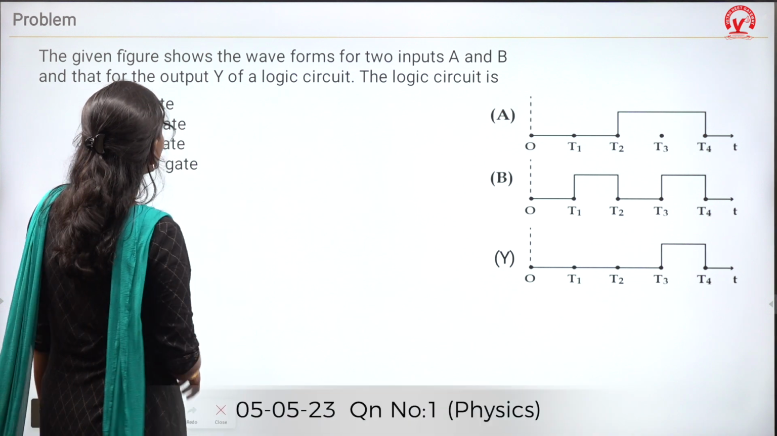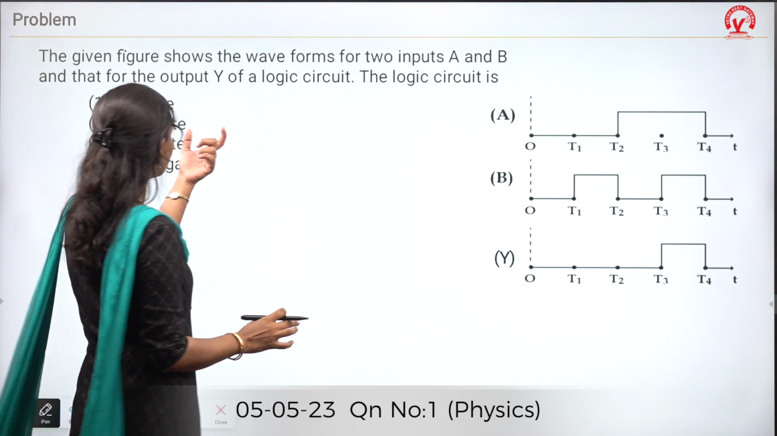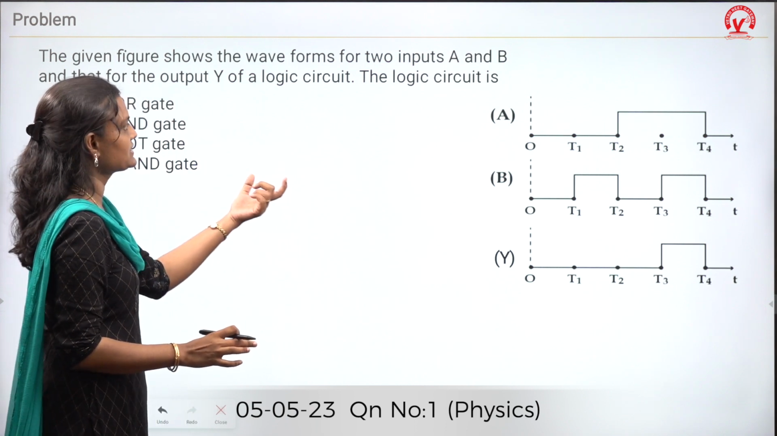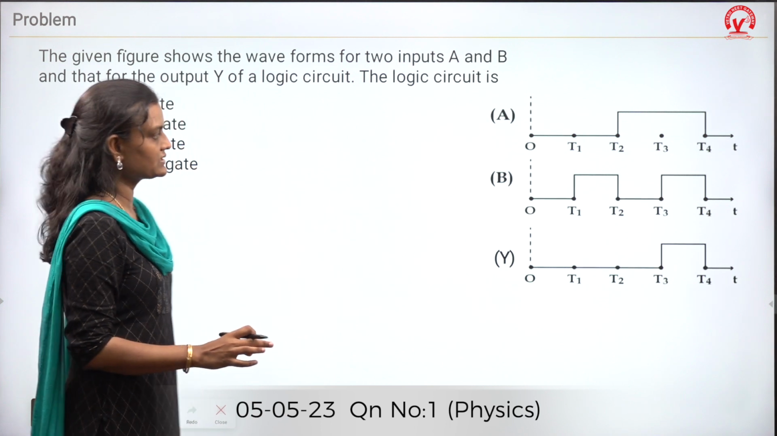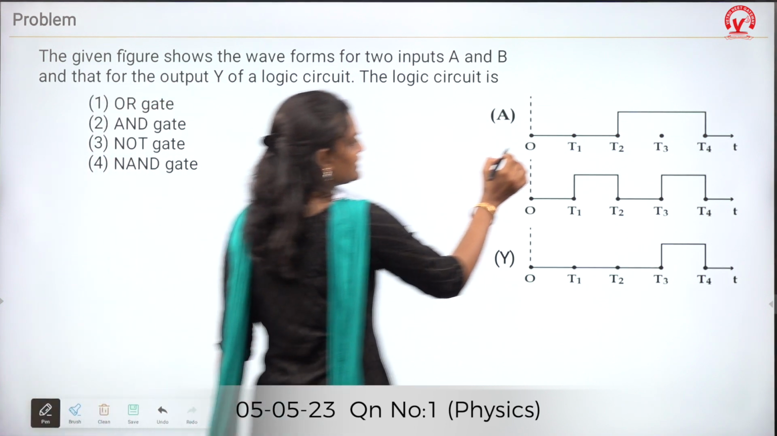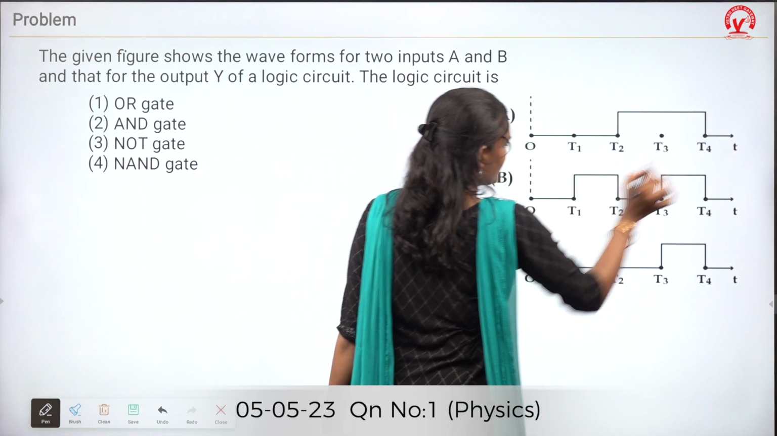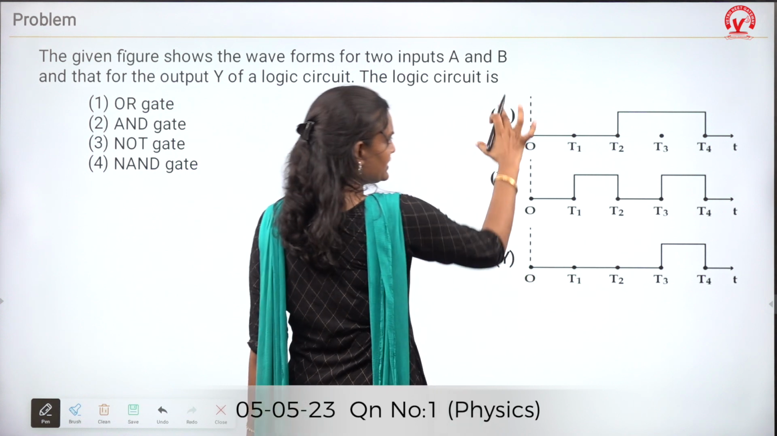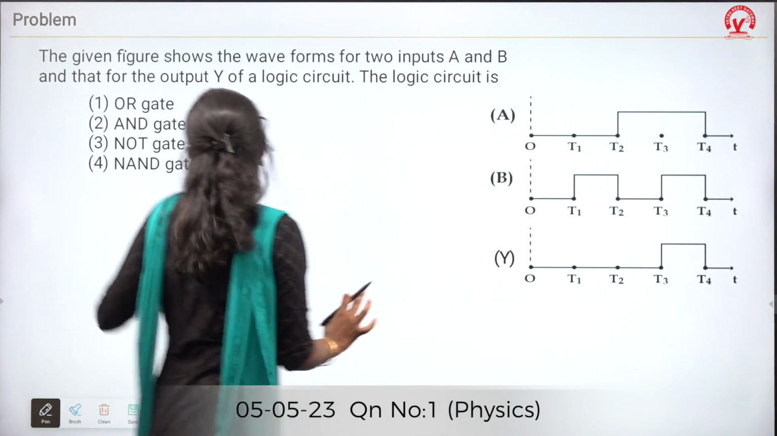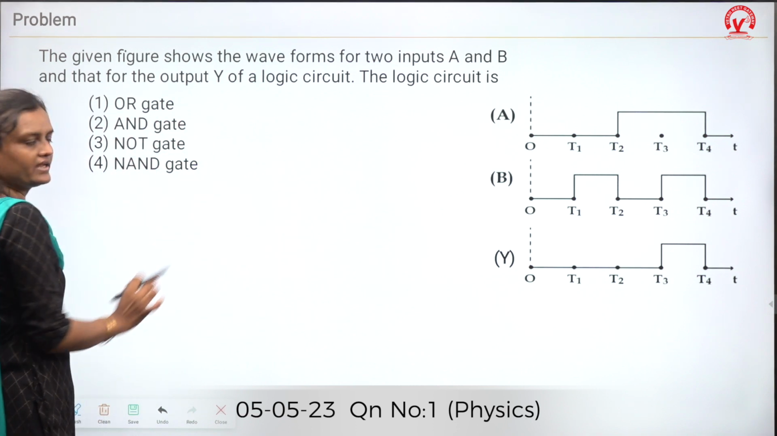The given figure shows the waveforms of two inputs A and B, and that for the output Y of a logic circuit. We need to find the logic circuit, that is, what is the output of the logic circuit. Here they have given the signal as low and high: this is high and this is low, like this, low, high, it is going on. These two are inputs and this is the output. The options they gave us are OR gate, AND gate, NOT gate and NAND gate.